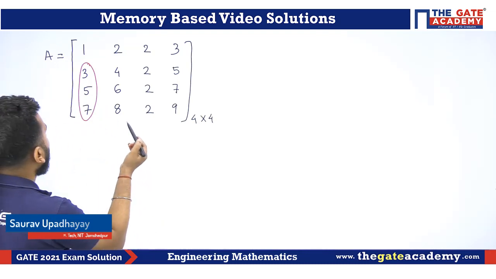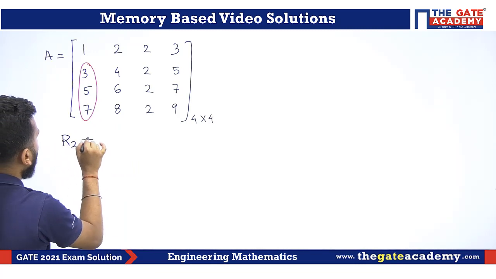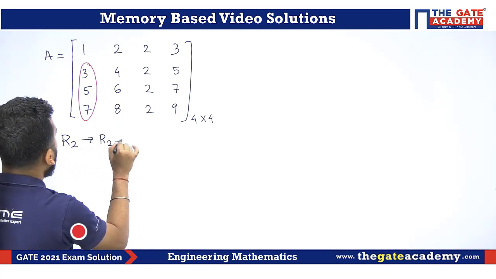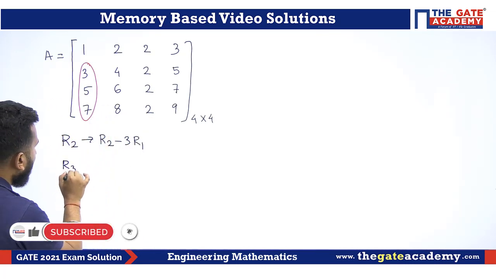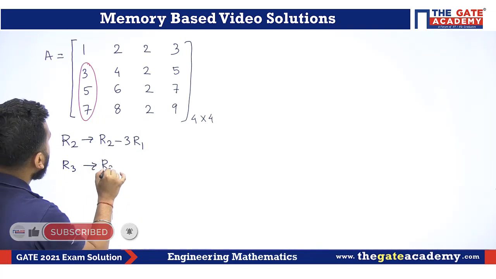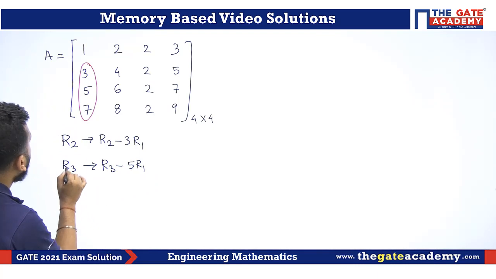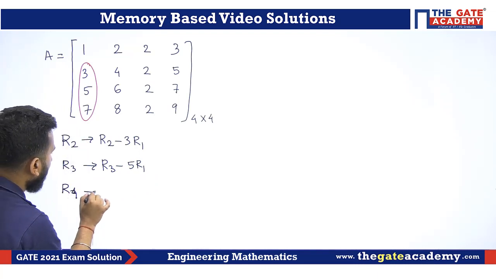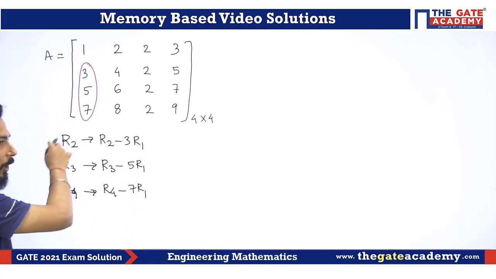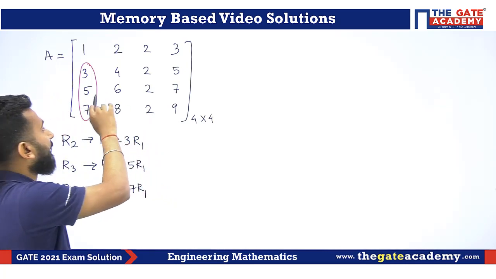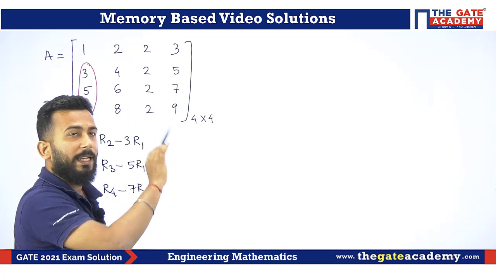Now, what operations can I use? I will try to make these elements 0. So, it is R2 tending to R2 minus 3R1. I'll be writing all the operations all together. R3 is R3 minus 5R1. And R4 is R4 minus 7 times R1. If I use all these operations together, these elements will be 0, and accordingly all the operations will be applied to these rows as well.